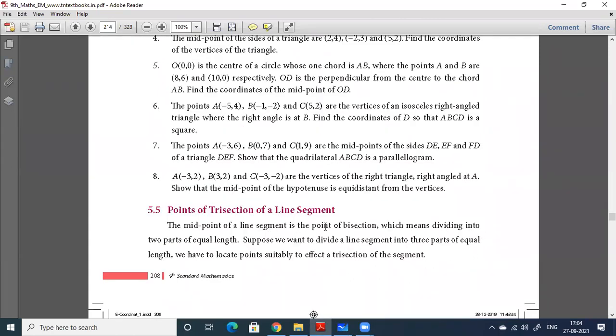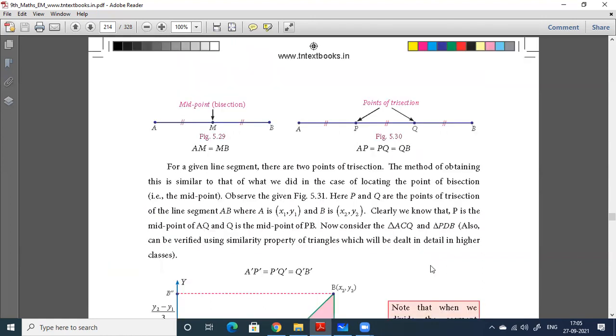The midpoint of a line segment is a point of bisection. We are going to move beyond bisection and try to do trisection, and then we will do multiple sections. It is not so difficult at all. It's all very easy. Bisection means dividing into two equal parts. If you divide a line segment into three equal parts, then you have a trisection. How does trisection look?